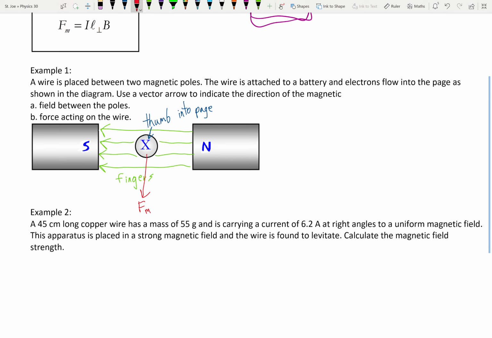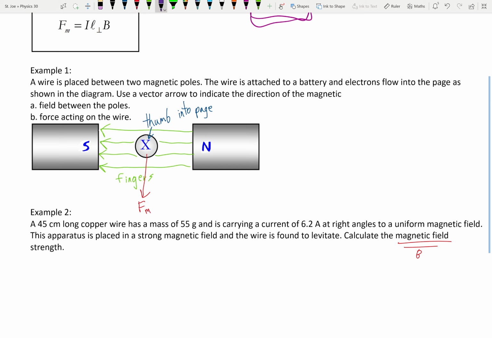A 45 centimeter long copper wire has a mass of 55 grams and is carrying a current of 6.2 amps at right angles to a uniform magnetic field. The apparatus is placed in a strong magnetic field and the wire is found to levitate. Calculate the magnetic field strength. So it is found to levitate. And excuse me, this here is the magnetic field strength. That's B in the formula.